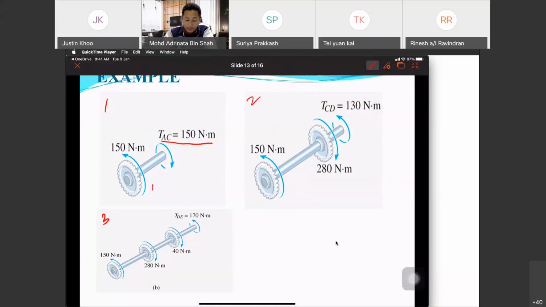So 150 minus TAC equals to zero. TAC equals to 150 newton meter. Same as this one, you can calculate your TCD and calculate your TDE.